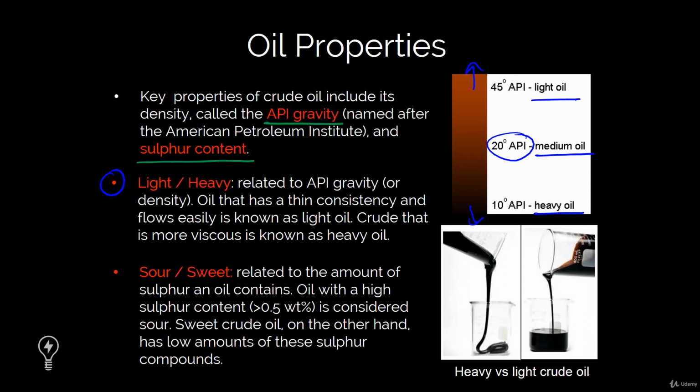The second property is how sweet or how sour a crude oil is, and that refers to the sulfur content. So oil with a sulfur content of more than 0.5 weight% is considered to be sour, and on the other hand, sweet crude oil has low amounts of sulfur compounds. So it has less than 0.5 weight% sulfur.